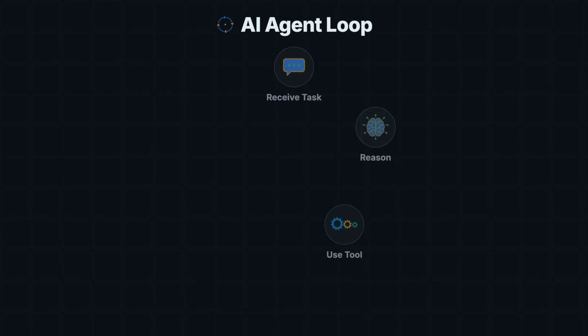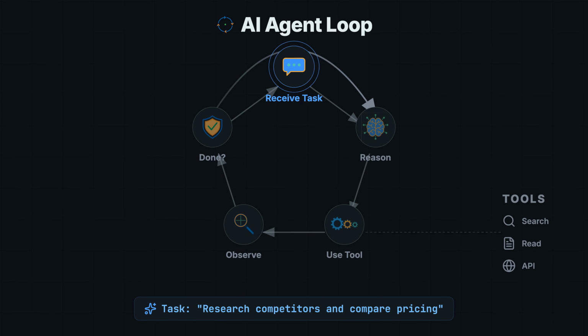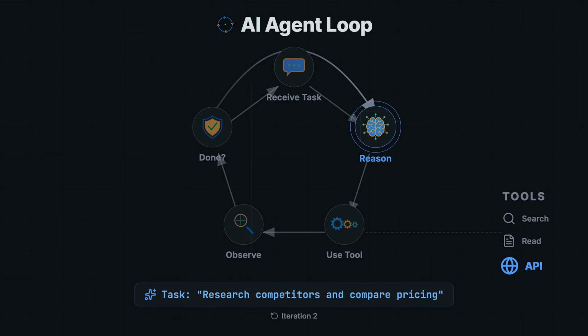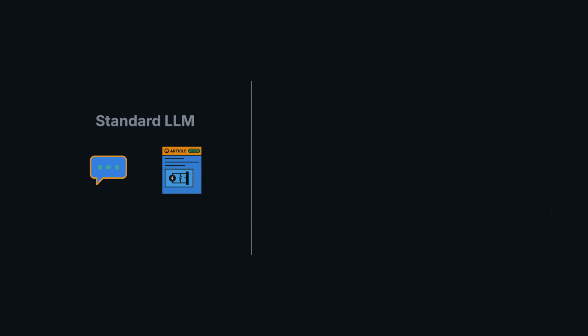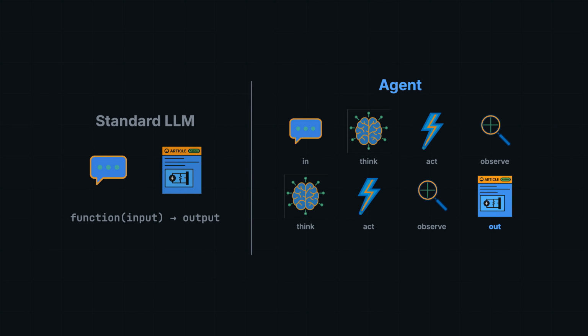AI agents, probably the biggest gap between marketing usage and technical reality. An agent is an LLM that operates in a loop and takes actions: reasons about a task, uses a tool, observes the result, decides the next step, keeps going until done. Simplest way to think about it, a regular LLM call is a function. An agent is a while loop with an LLM inside it.